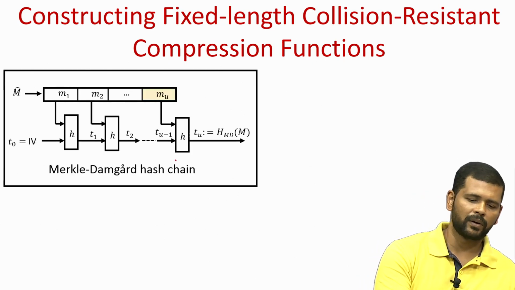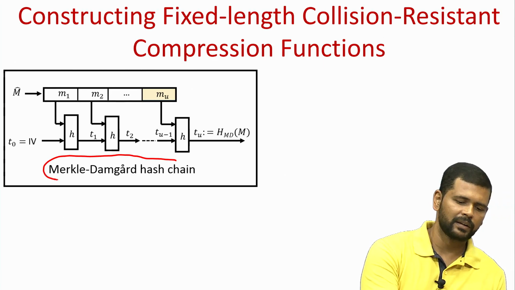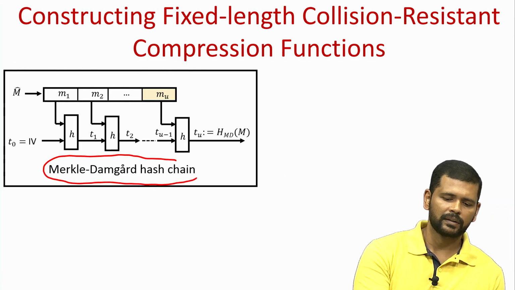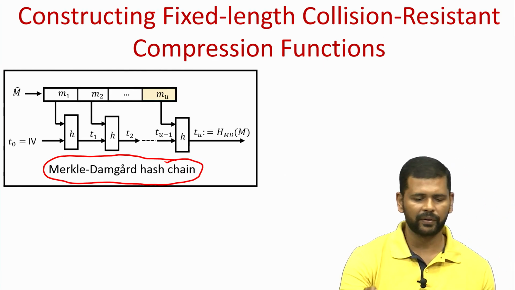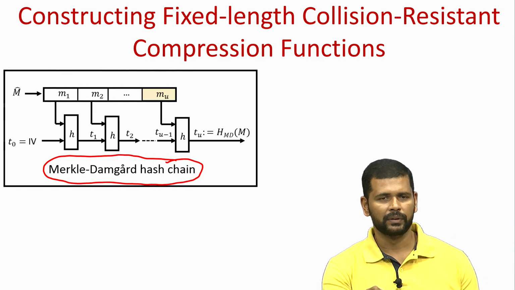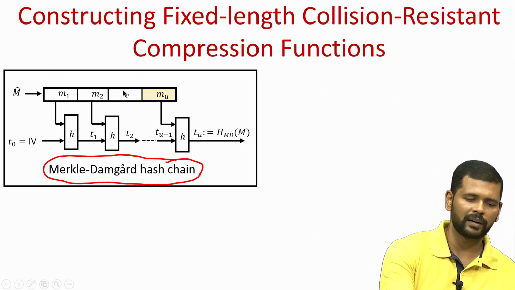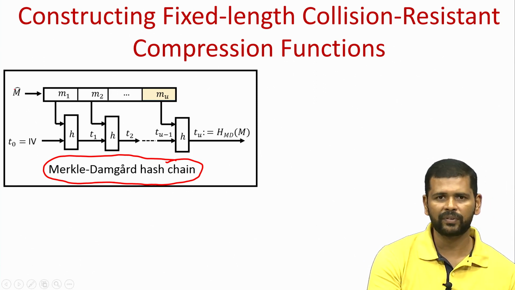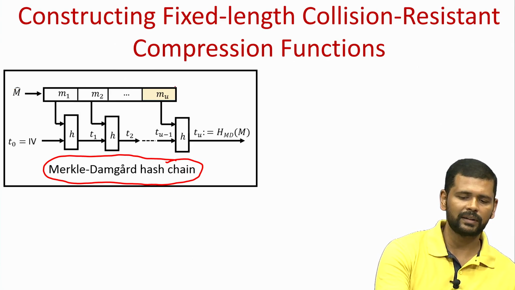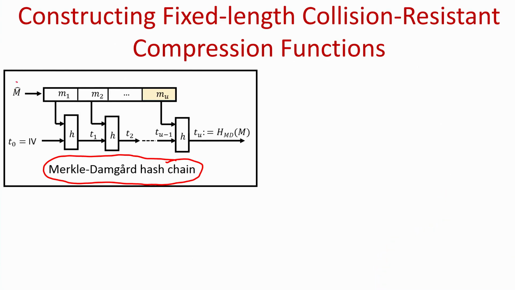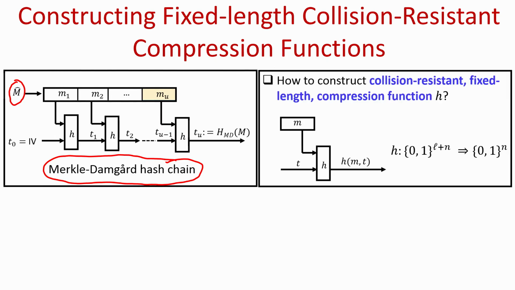So, let us see the first application, namely constructing fixed length collision resistant compression functions. For that, let me recall the way we constructed arbitrary length hash functions using the Merkle-Damgard transformation. It takes an arbitrary input and gives you a fixed size hash. For that we transform the input into a padded input to ensure that every block of the message is n bits, and then we do a chaining.